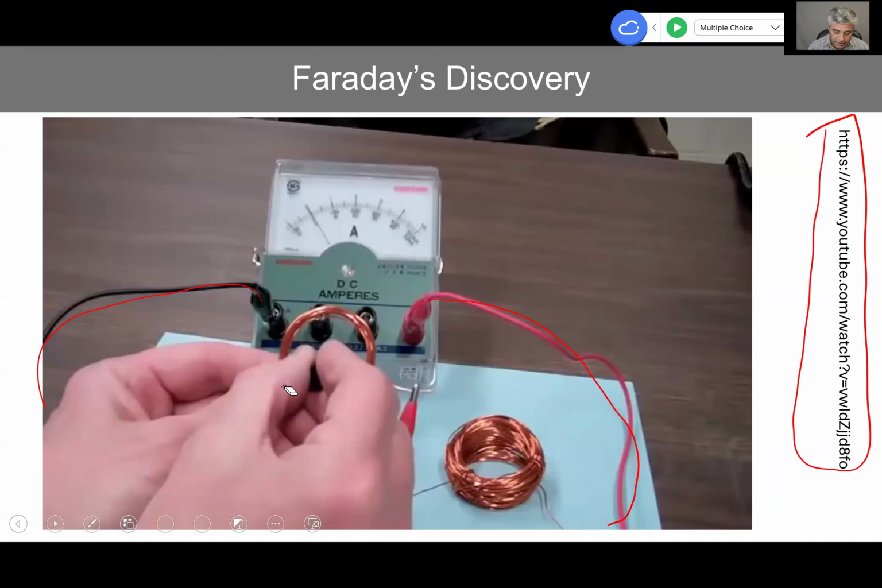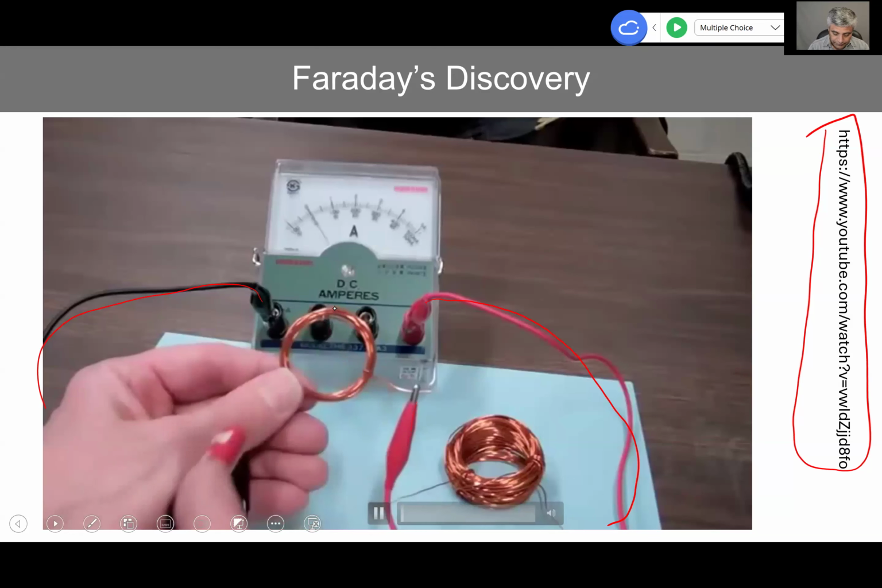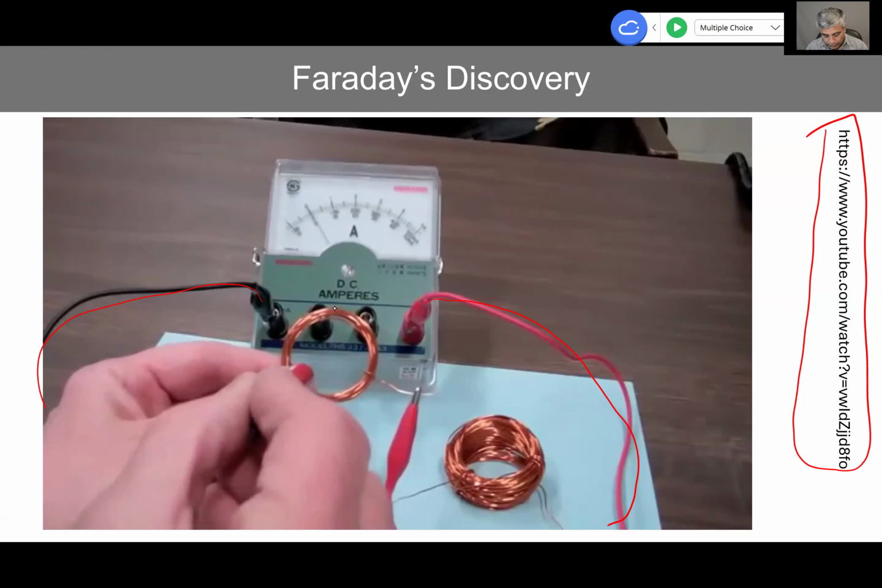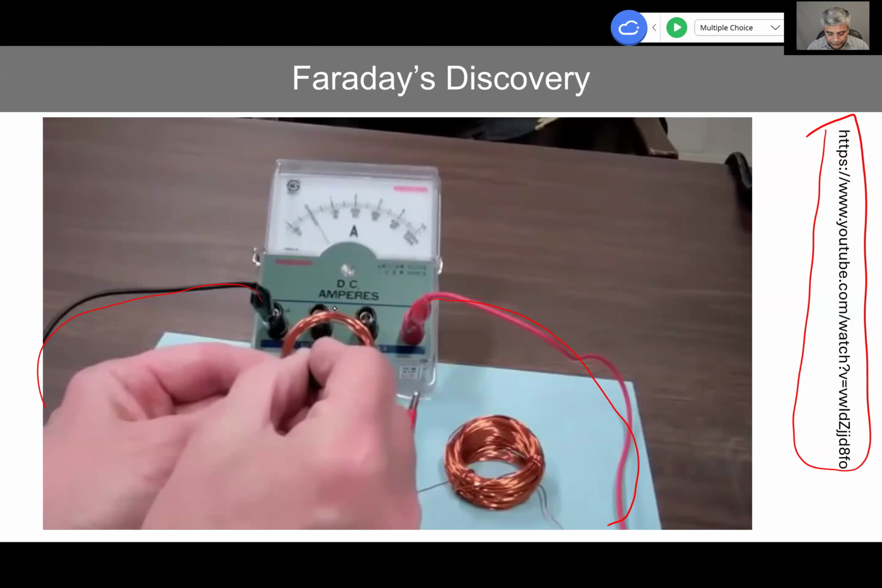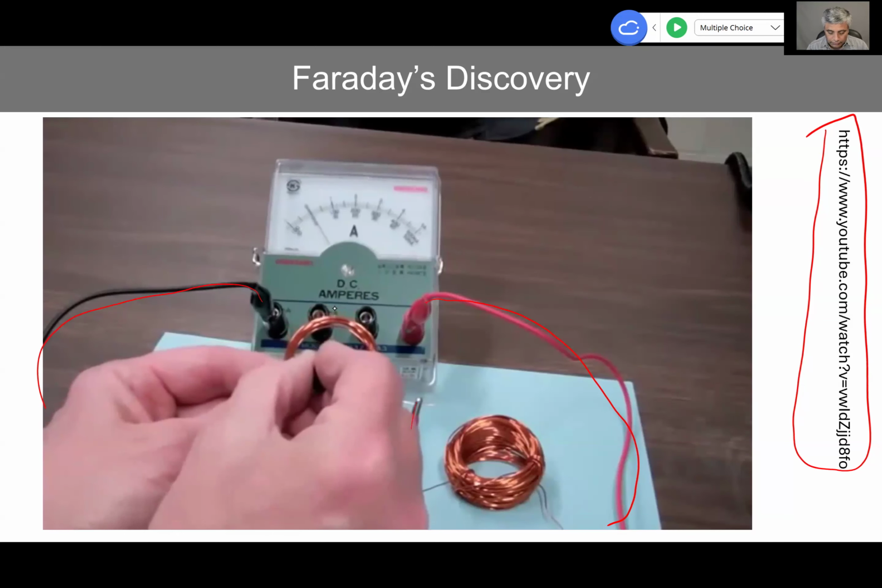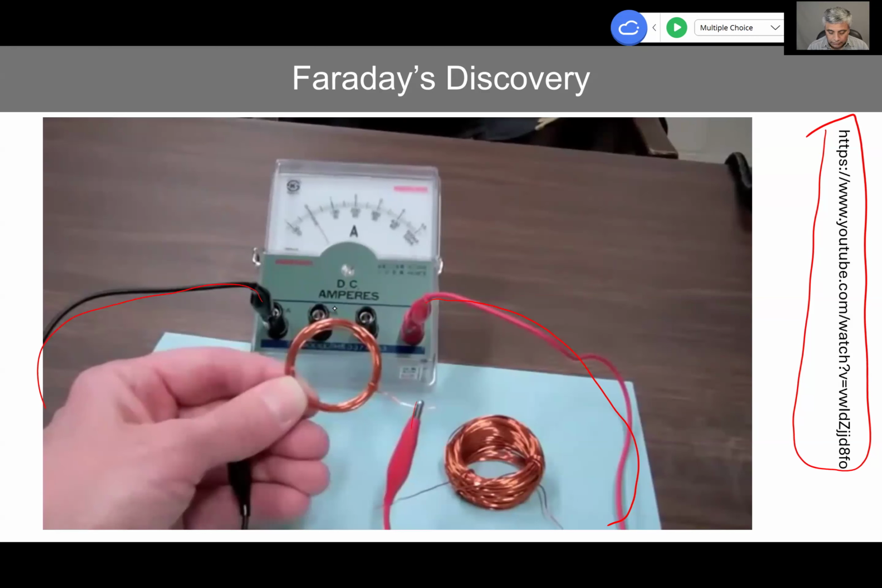Let's watch this video now. Current flowing. So when the magnetic field is changing going into the coil, there's a positive current flowing. When it's changing coming out of the coil, there's a negative current flowing.